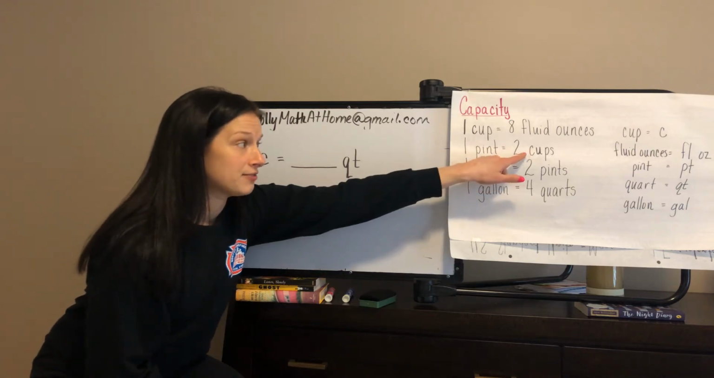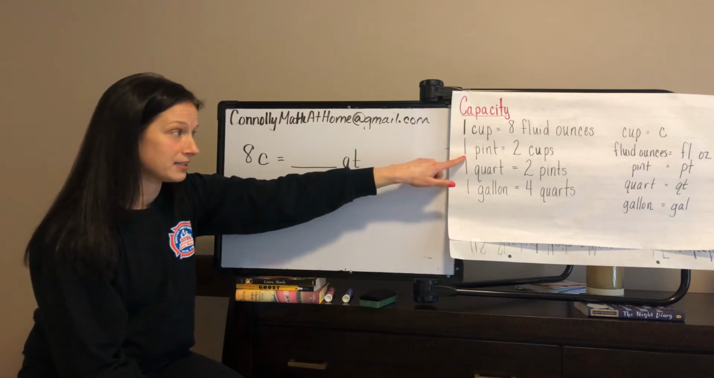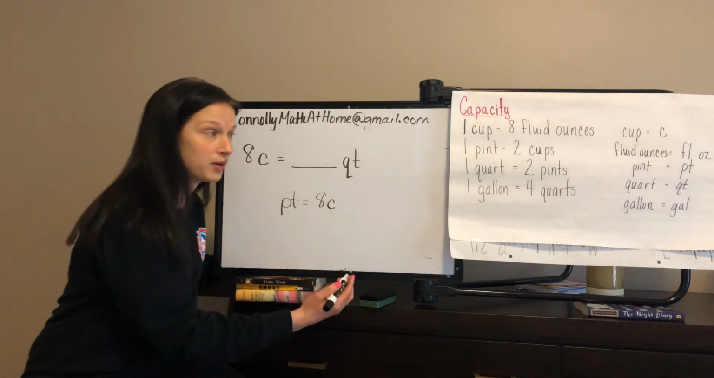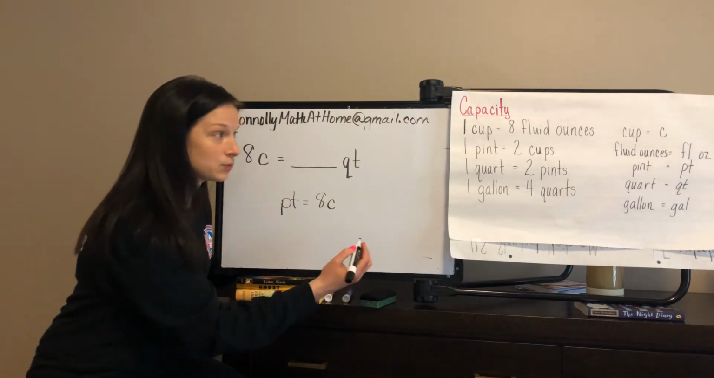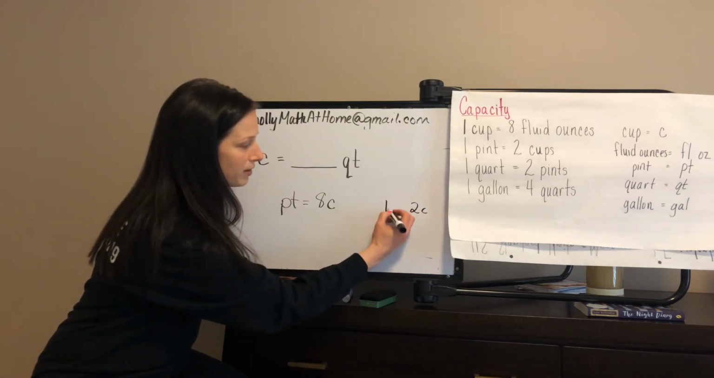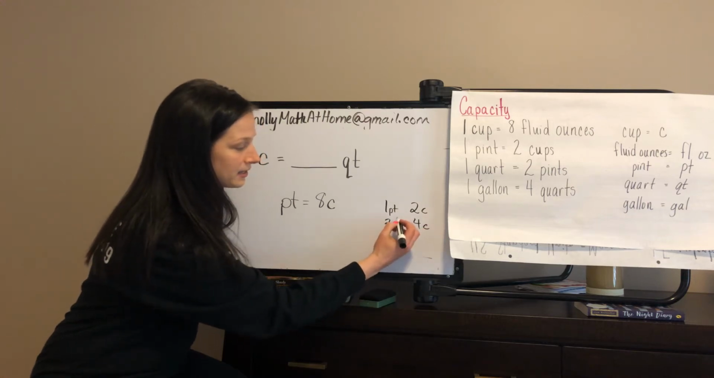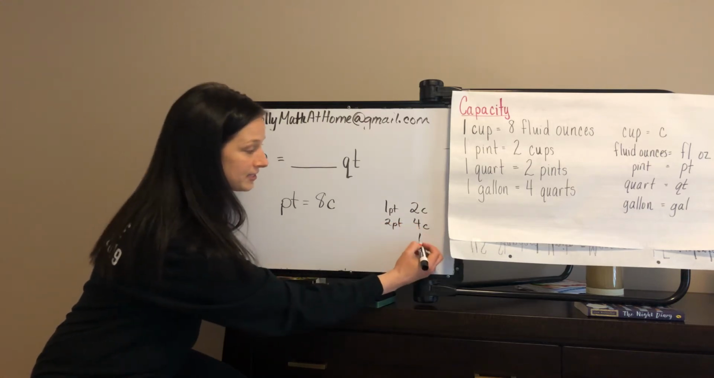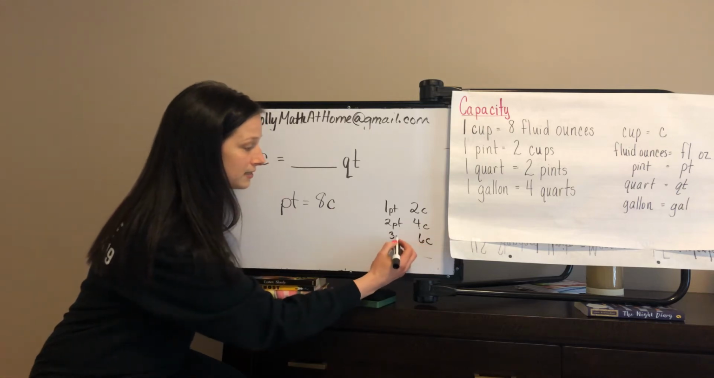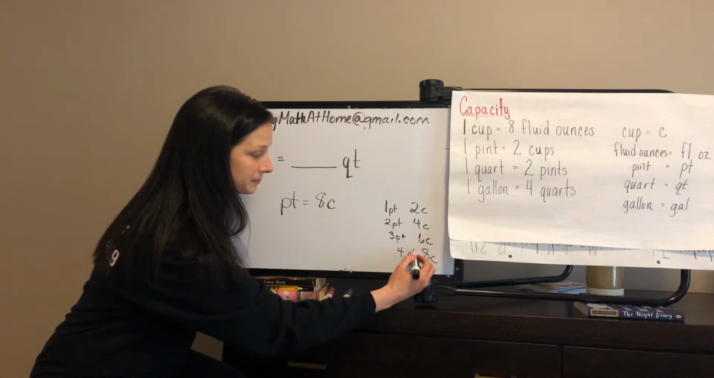So I know if I divide my number of cups by 2, that will get me my number of pints. Okay? If you need to do the input-output table to see it, that's what you would do. So let's do it. If I have 2 cups, I have 1 pint. If I have 4 cups, I have 2 pints. I'm dividing by 2 here. If I have 6 cups, I have 3 pints. And if I have 8 cups, I have 4 pints.